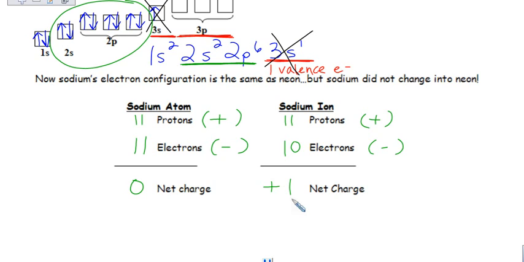And so again, it's not like we're morphing into neon atoms. It's still element 11 with 11 protons, and that identifies the element. It's still sodium. It's just a charged version of sodium because we lost an electron.